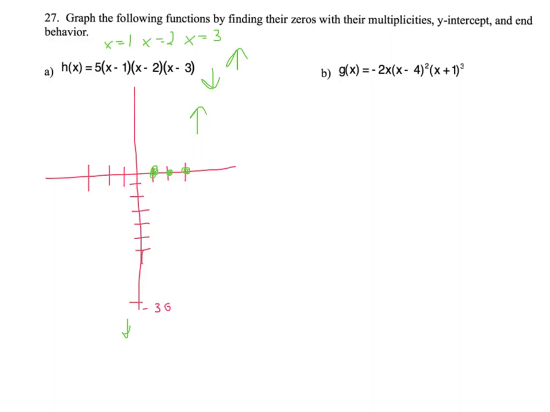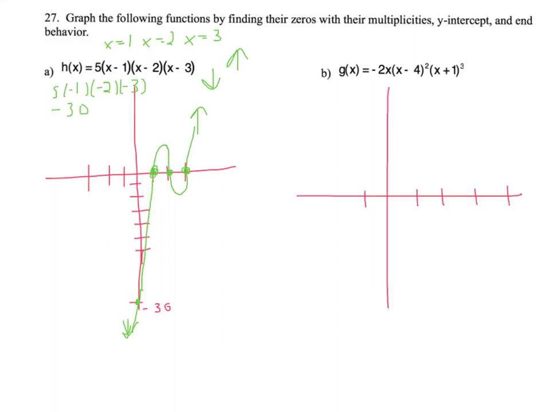And the last thing I want to find is the y-intercept. And we find the y-intercept by plugging in 0. So I'll have 5 times negative 1 times negative 2 times a negative 3, which will give me a negative 30. So y-intercept way down here at negative 30. And with those 3 pieces of information, we should be able to draw our graph. So I'm going to come through negative 30, and then up through my first x-intercept. We don't know how high up to go yet, so we can just kind of turn around whenever, down, and then back up. And there is my first polynomial.